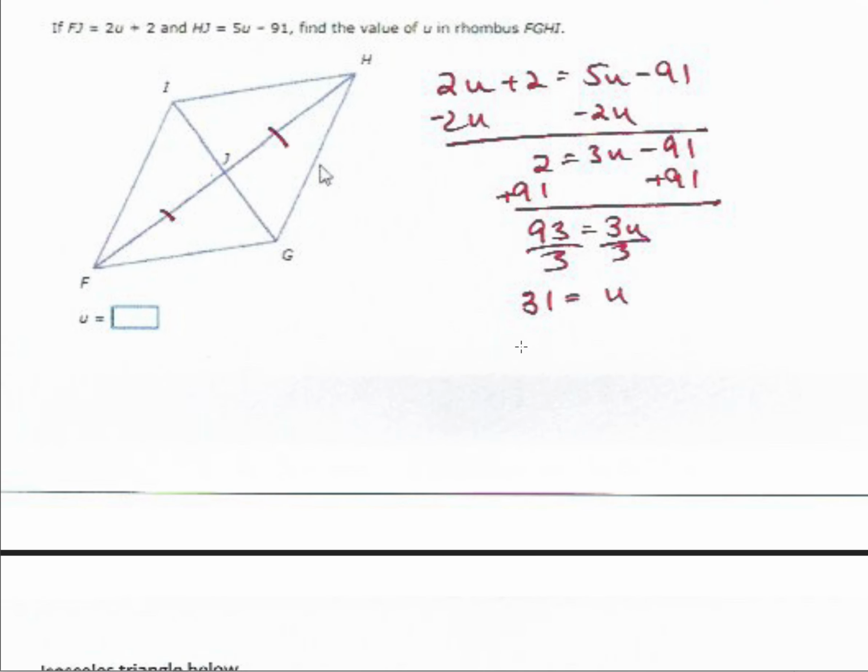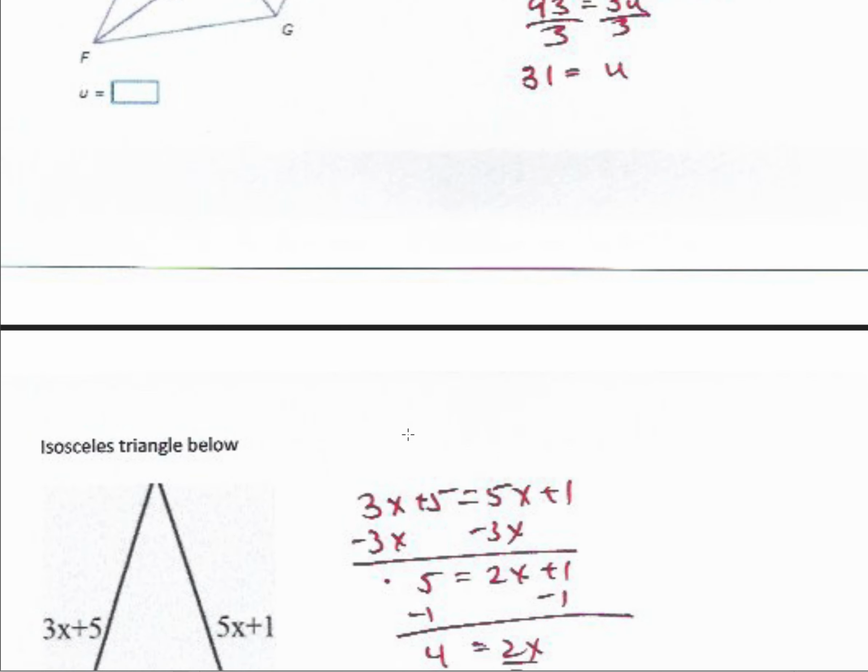Next up, FJ and HJ, they're congruent because diagonals bisect each other. So the pieces are going to be equal. 2U plus 2 equals 5U minus 91. Subtracting 2U from both sides, 2 is 3U minus 91. Adding 91, 3U is 93. Dividing, and I get U is 31. In this case, it just says find the value of U, so I am completely done.